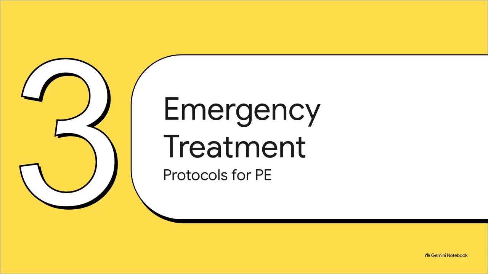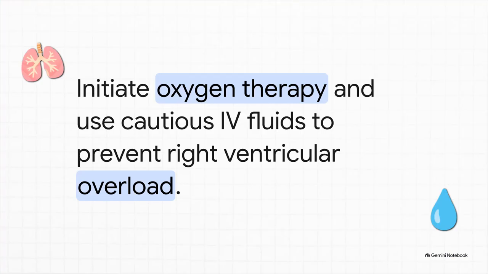Section 3, Emergency Treatment Protocols. Let's talk stabilization. Before we can even think about getting to definitive therapy to fix that clot, we absolutely must stabilize the patient. This involves immediate high-flow oxygen therapy to combat hypoxemia. But notice this next point carefully. Judicious, meaning extremely cautious, IV fluid administration. You might be wondering, why so cautious? Well, because the right ventricle is already heavily strained and backed up. Pumping them full of IV fluids could easily cause fatal right ventricular fluid overload. And of course, continuous hemodynamic monitoring is absolutely mandatory here.